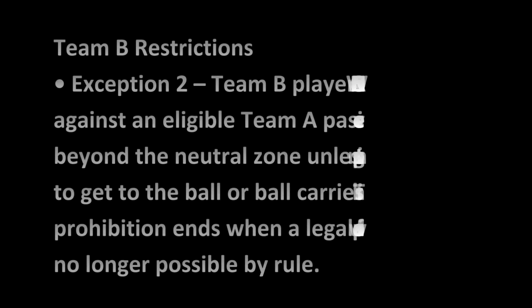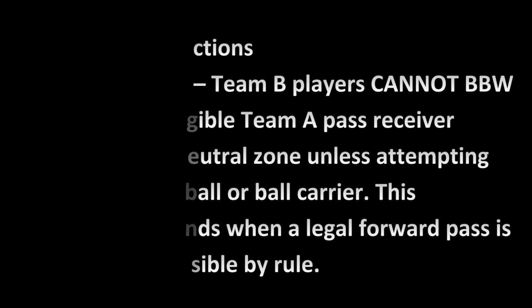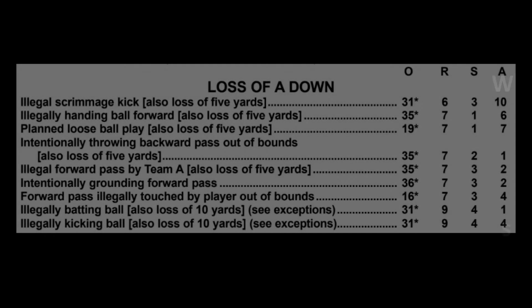Another exception to the rule of the defense being able to block 5 yards in front of and behind the neutral zone is the second exception: Team B players cannot block below the waist against eligible Team A receivers beyond the neutral zone unless they're trying to get to the ball or unless a legal forward pass is no longer possible by rule.